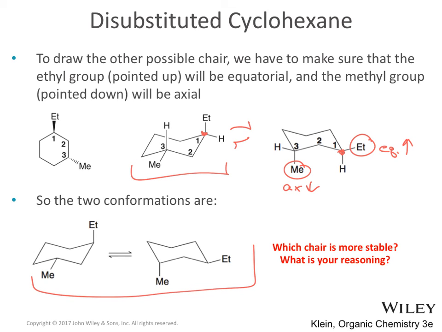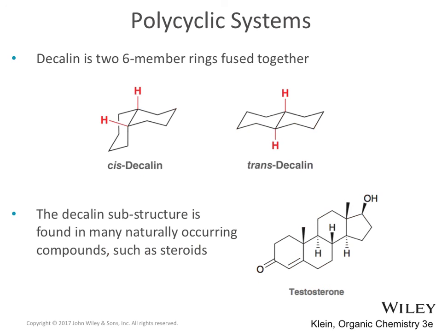Now, which chair do you think is more stable? Go back and look at that table of values that are an indication of how big a substituent is. So think about this, which chair would be the more stable one, and then I will ask for your reasoning in class. The final topic is polycyclic systems.